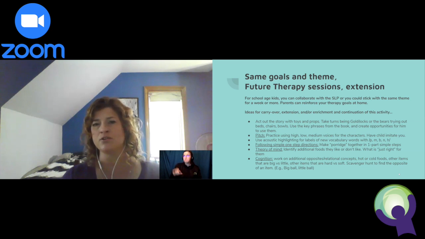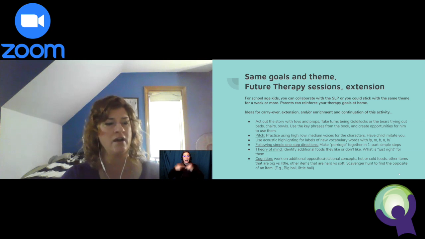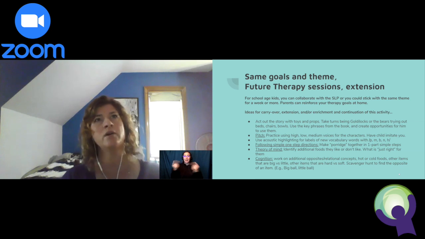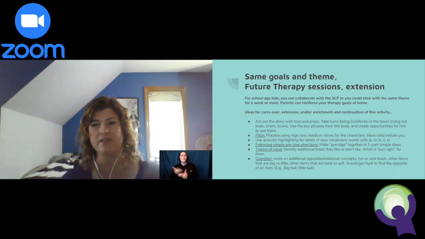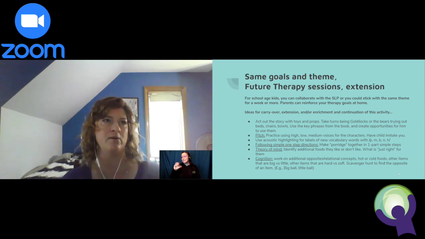You could also have activities that work on opposites. This is a good jumping-off point for starting to work on opposites. You saw opposites within the story. Now, what other things are opposites? You can build vocabulary for opposites, or work on them by having a scavenger hunt. So, find the opposite. I have the big ball. Can you find the little ball?